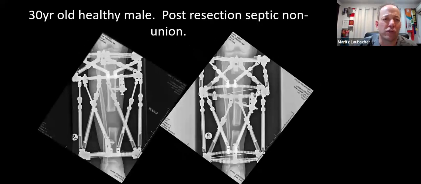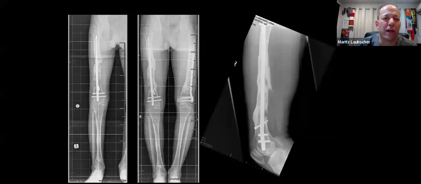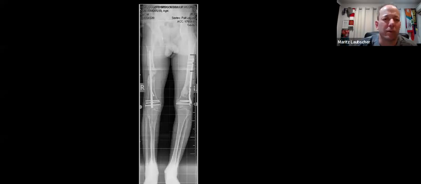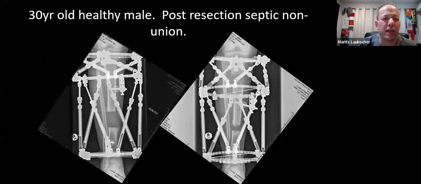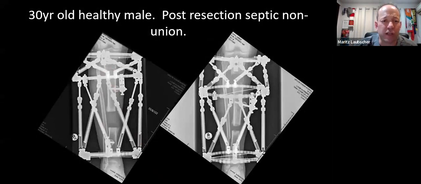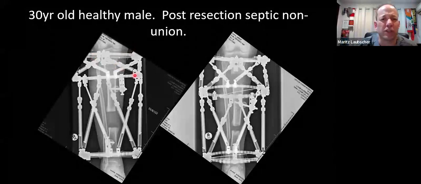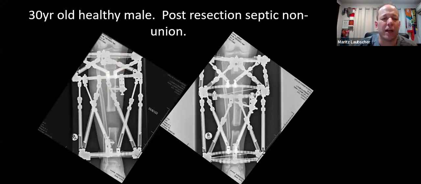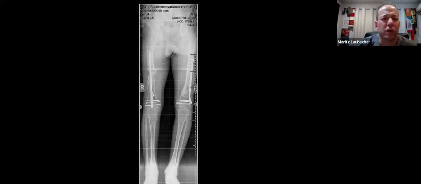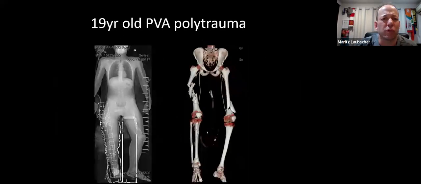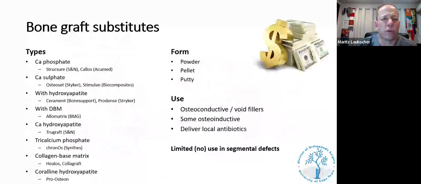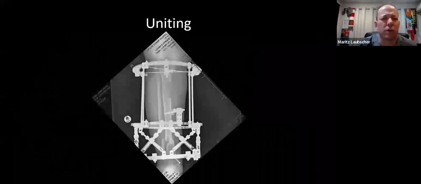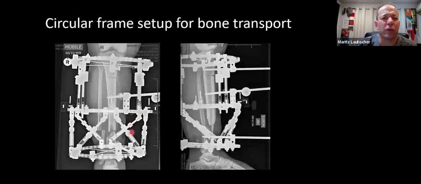So just to show you a bone transport frame, let's go back to distraction osteogenesis. Here, you see there's an osteotomy. Maybe this is not so good an example because this is done with a stacked hexapod. So let's go back to one of these cases. Okay, so now, in other words, on the shortening side, they have an osteotomy.